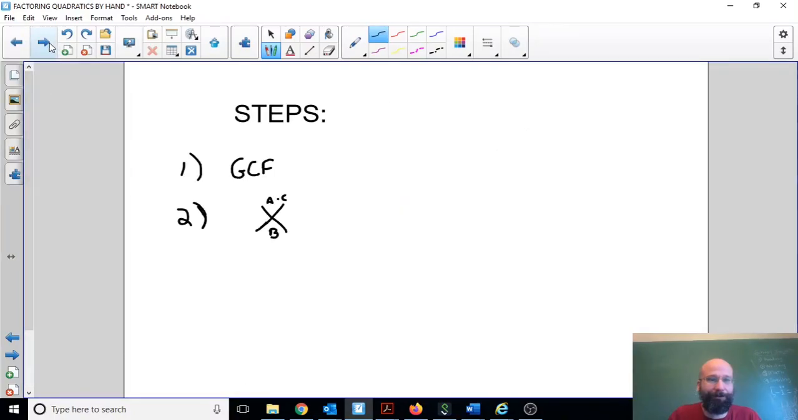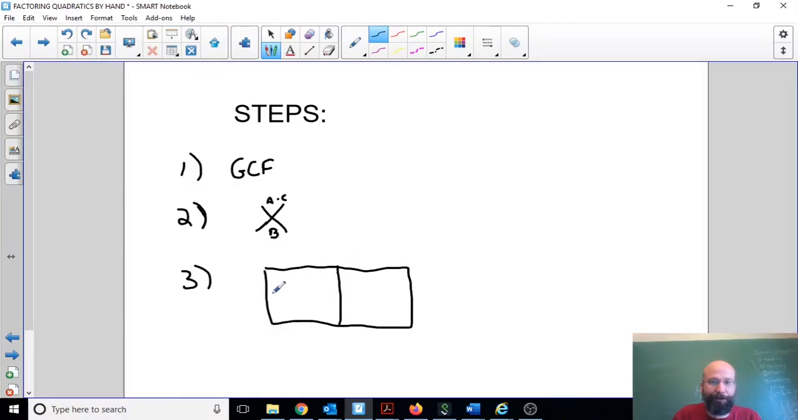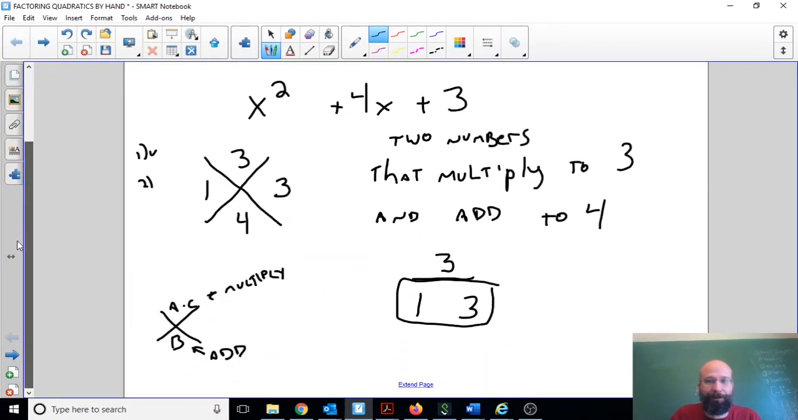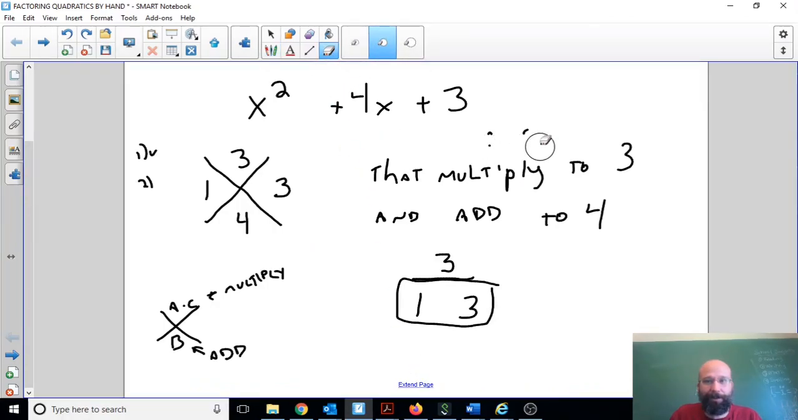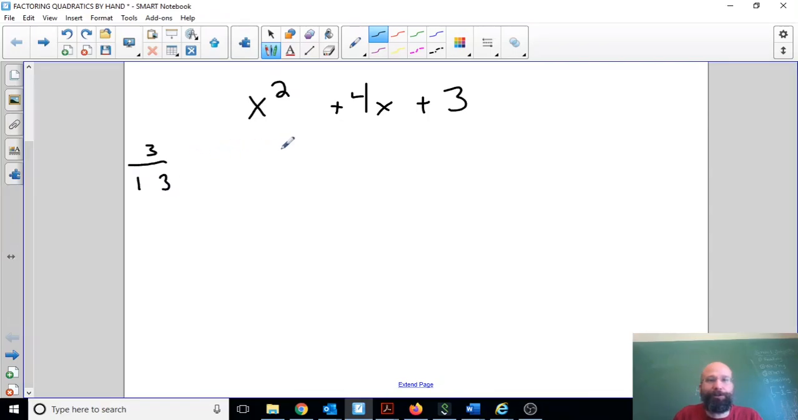So that's step 2. Step 3, you're going to put it in a box. Just like we were multiplying binomials, you're going to put the terms you found into this box. So going back to our problem here, I'm going to erase this, so make sure you've written it down. So we know that our two terms we found are 1 and 3. So we're going to do this box.